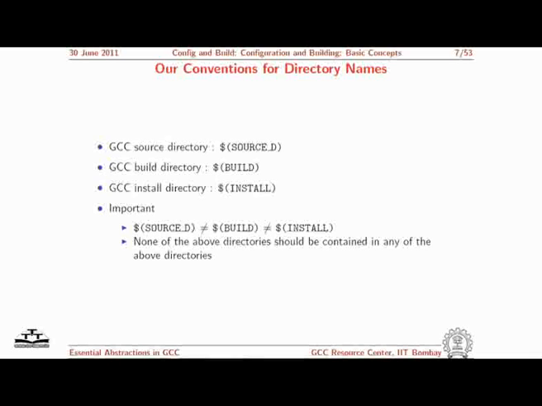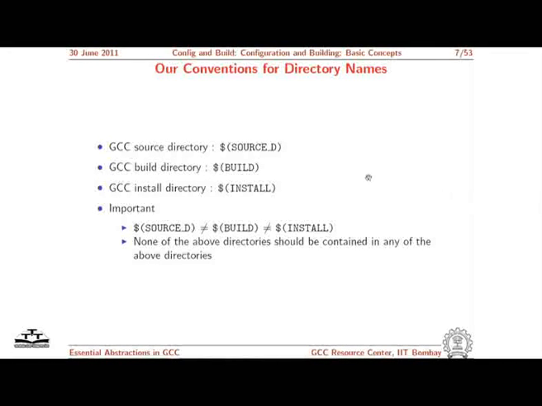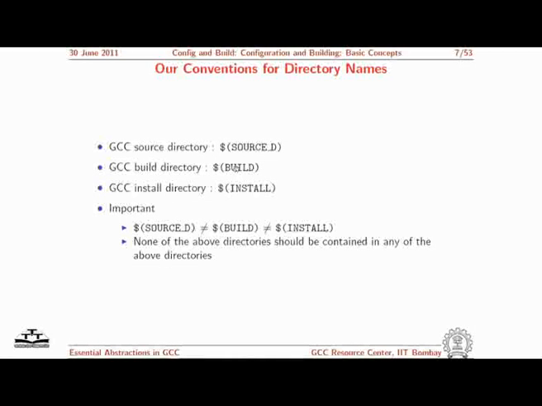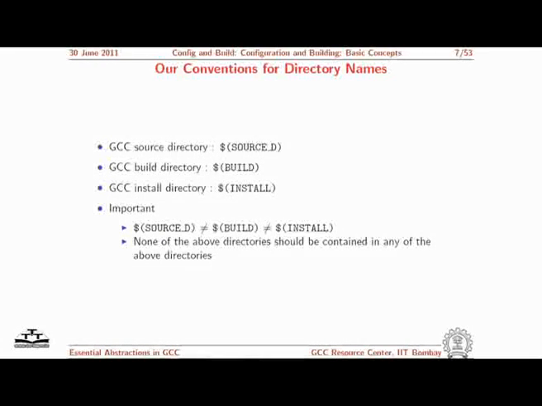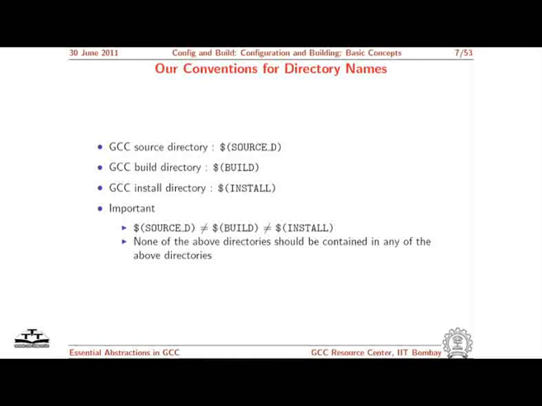These are the conventions that we will use. We'll denote a GCC source directory by $srcdir. A build directory will be shown by this shell variable called $builddir, and install directory will be denoted by $installdir. The most important thing is that these 3 directories have to be independent of each other. One should not be contained in the other. They all may be contained in the same top level directory, but one should not be a parent or a child of some other directory. And the reason for this is not very difficult to imagine. The reason is that GCC actually generates a lot of code, and therefore it's better to keep all of them independent.